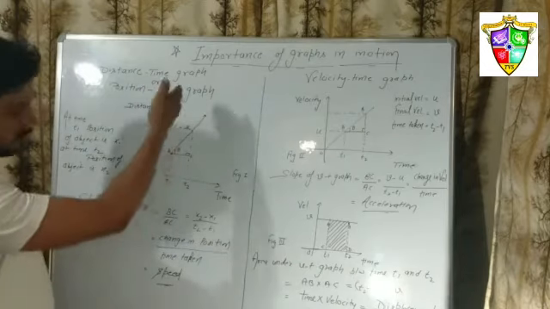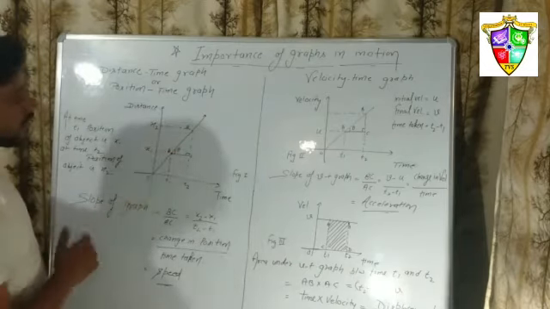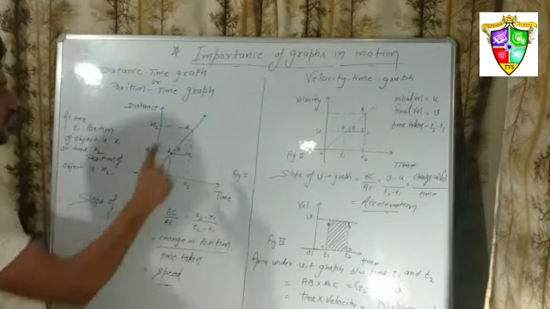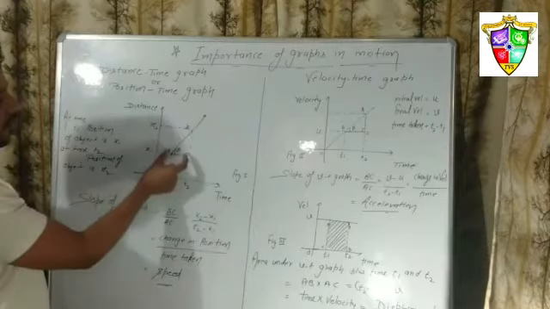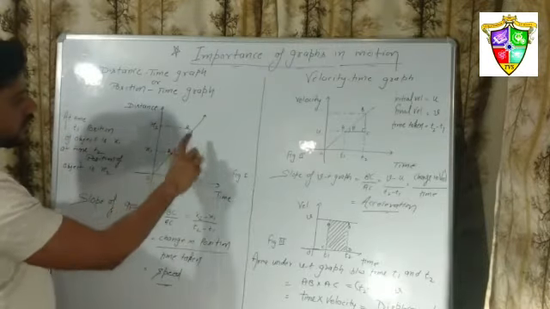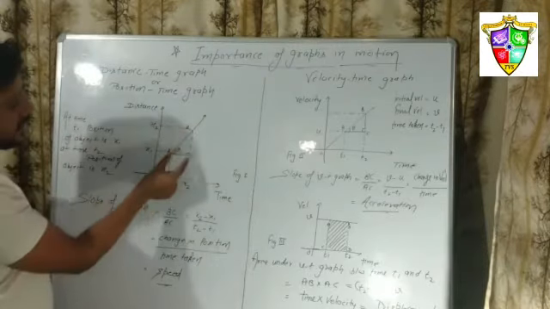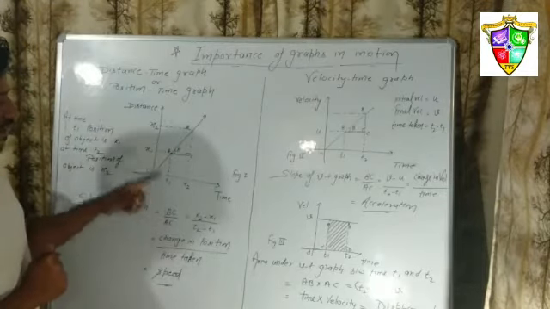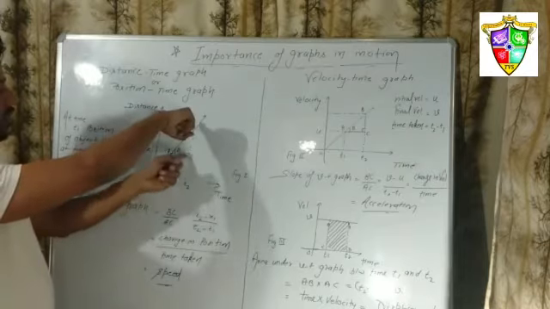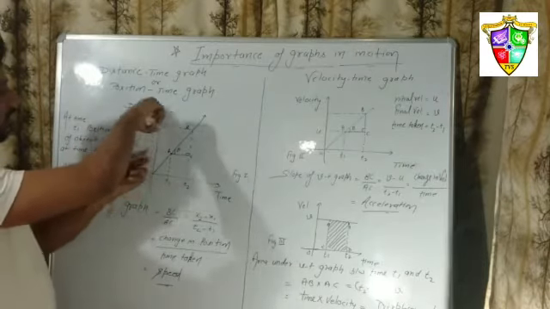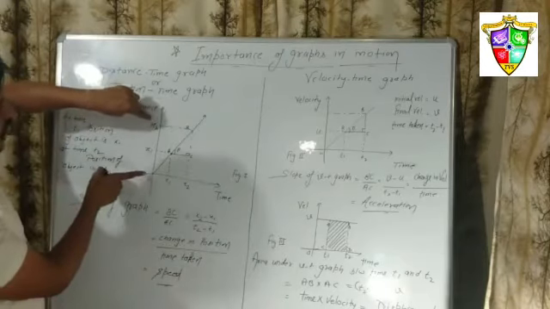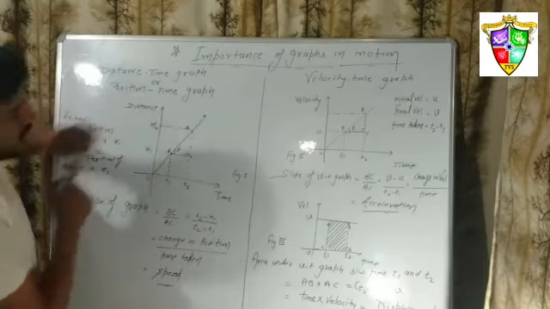perpendicular on this vertical line. This is AC, and if we have to calculate the slope of this graph, then it will be perpendicular upon base in this triangle ACB. Perpendicular is here BC, base is AC. So the slope of this graph is BC upon AC. BC is equal to x2 minus x1. This is x2, this is x1. If we subtract x1 from x2, it will be this. This is equal to BC.